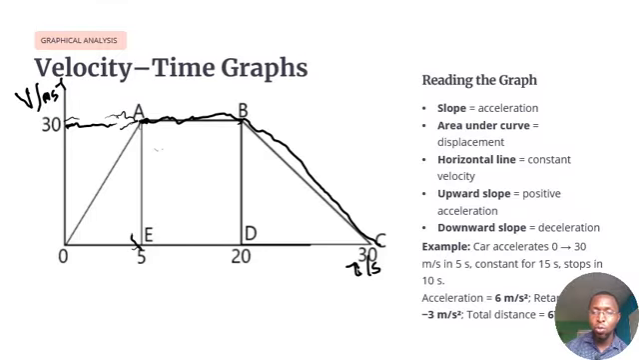Now from B down to C, it was decelerating, that means velocity was reducing. In that case, it took the object 10 seconds, 20 to 30 is 10 seconds, to decelerate or to retard. So this is the explanation behind the graph.